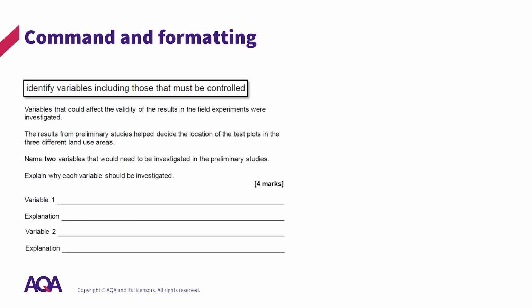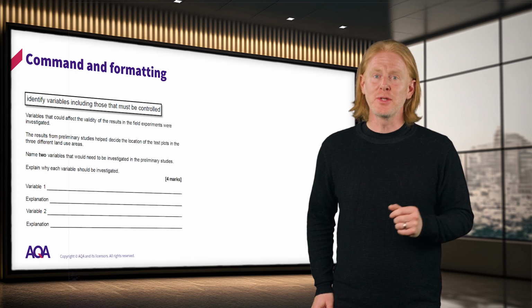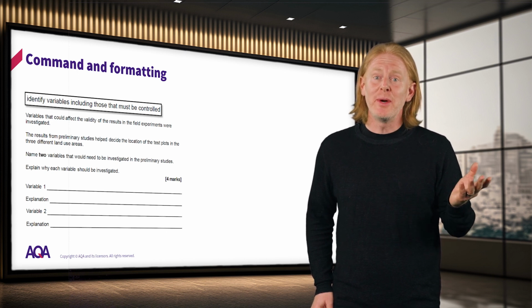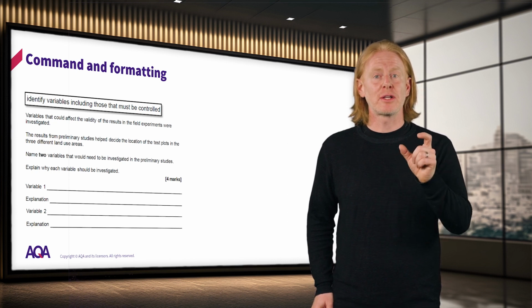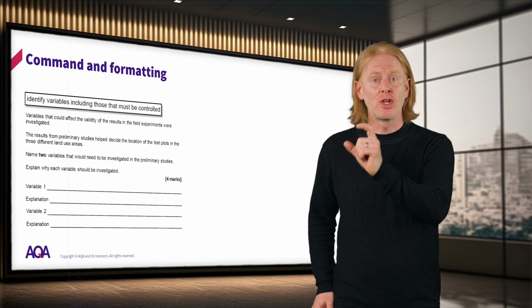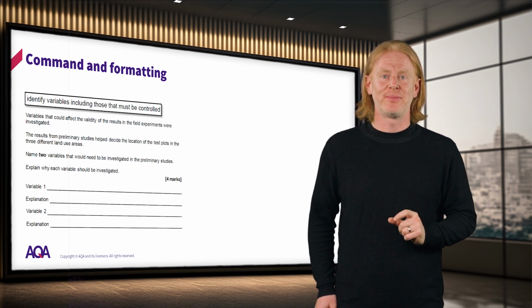In this example, students are asked about variables linked to a study. The specification indicates that students should develop the skill to identify variables. However, this question also asks students to explain variables. The reason we can ask students to explain in this question is because it is listed as a practical skill within the specification. If this was not listed as a practical skill, well then we'd have to ask for a suggestion. In this question, 2 marks are available for the identification and 2 marks are available for the explanation.